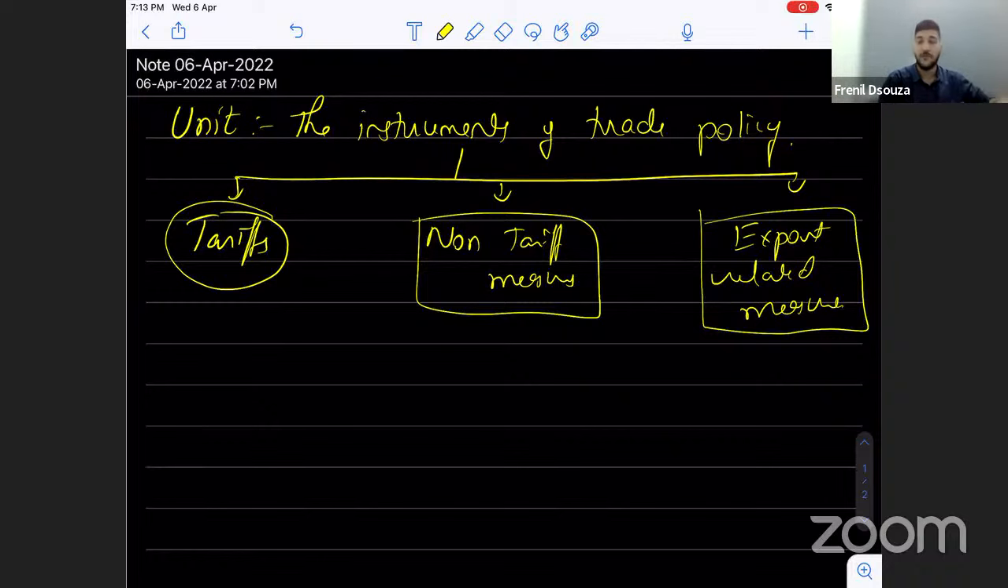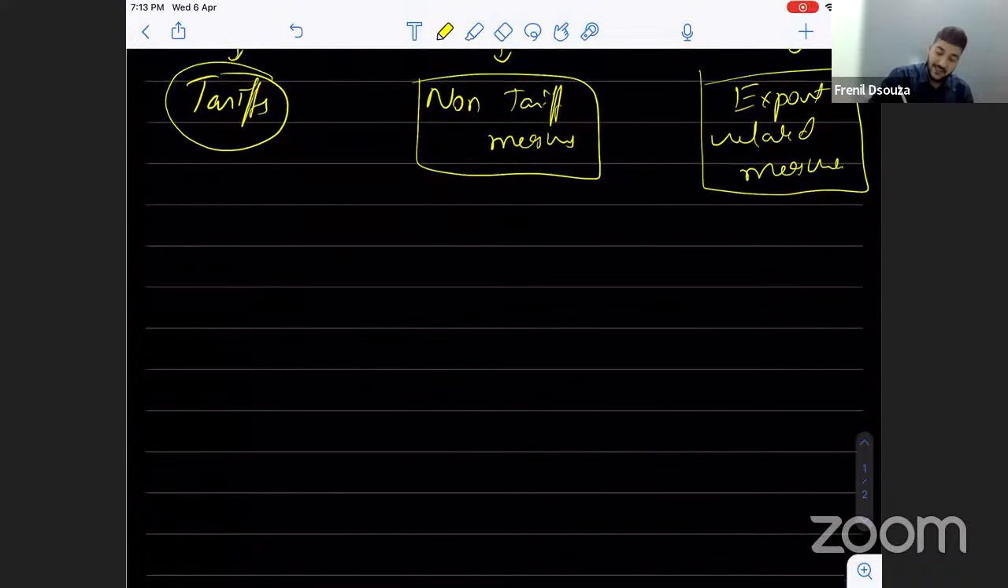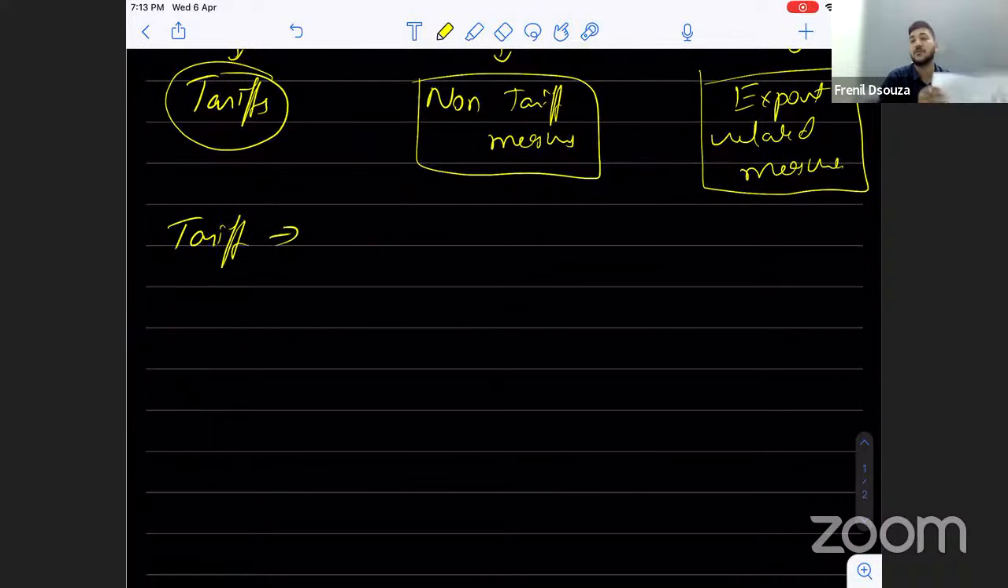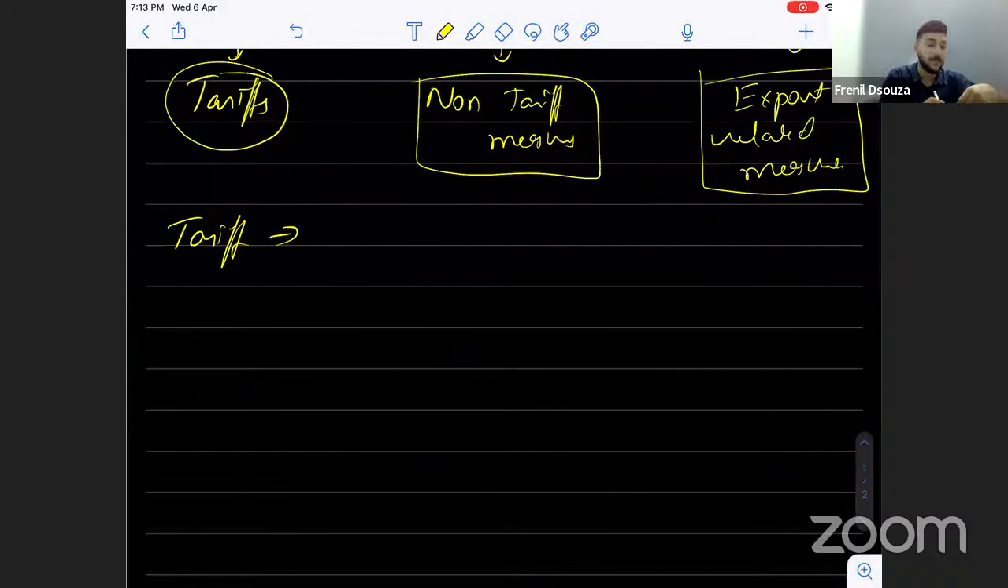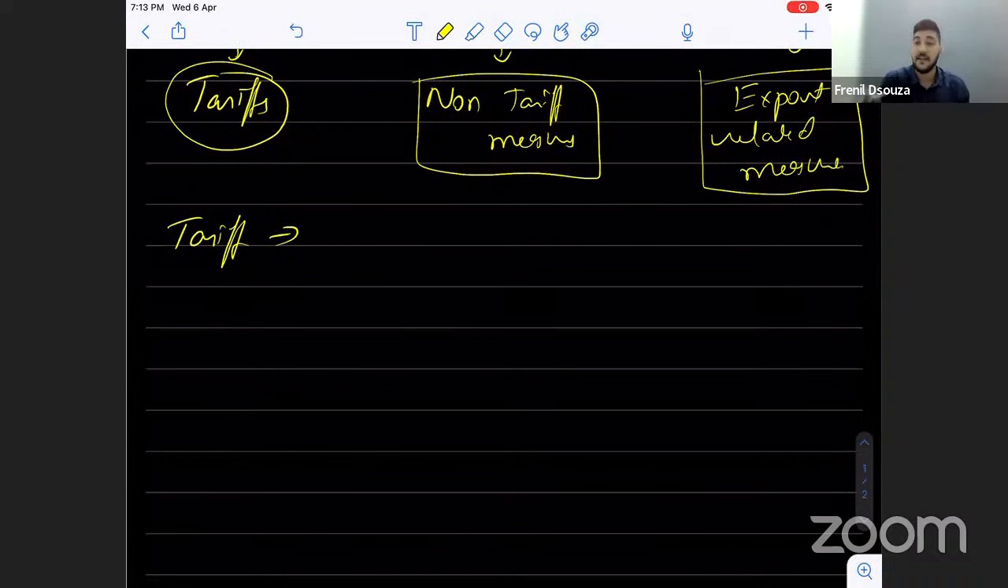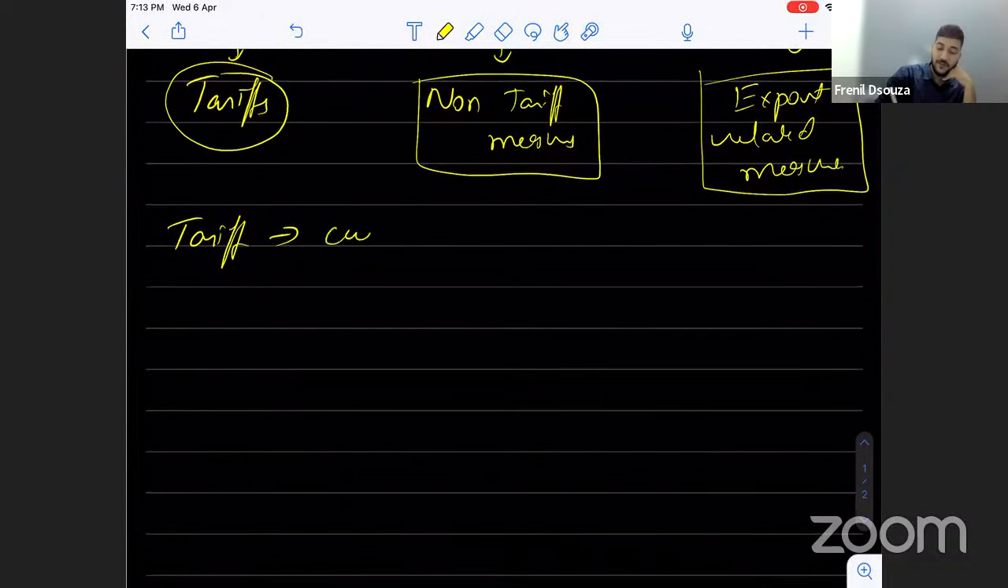Now, first the question will come as to what is a tariff. This could be a 2-mark question: what do you mean by tariffs? Name at least 4 different types of tariffs applied in international trade. These kinds of questions are possible. Tariffs are also known as custom duties. You might be very familiar with this terminology, custom duties. They are basically nothing but taxes.